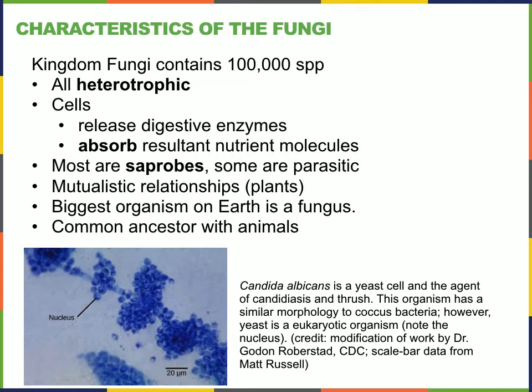Most of them are decomposers. They're saprobes. Some of them are parasitic. They cause plant or animal disease. But many of them have mutualistic relationships with plants or animals. Some fungi become extremely large. They can reproduce really well by asexual reproduction. Fungi share a common ancestor with animals. We know this because of some of their characteristics and the genetic information.